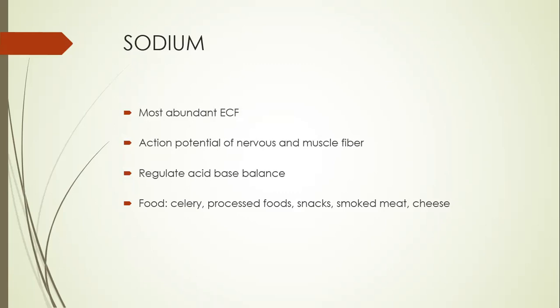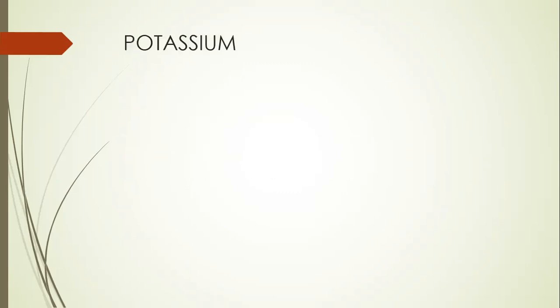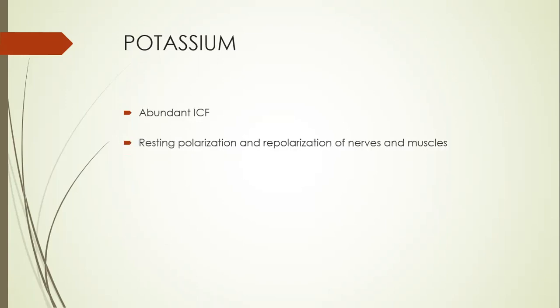So the foods are celery, processed foods, snacks, smoked meat like your alfaham, and cheeses. Okay, next is potassium. As I have said, potassium is abundant as an intracellular fluid, and it is responsible for the resting potential as well as the repolarization of the muscles, simply the cardiac muscles. If any change occurs in the potassium, it directly affects the cardiac muscle. As we have said, potassium is abundant inside the cell, in the intracellular fluid.